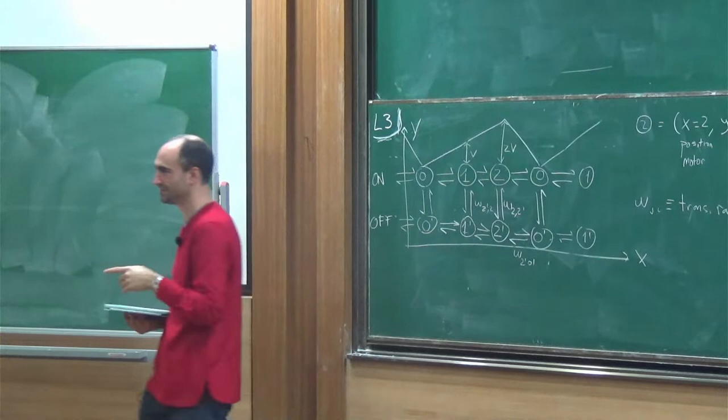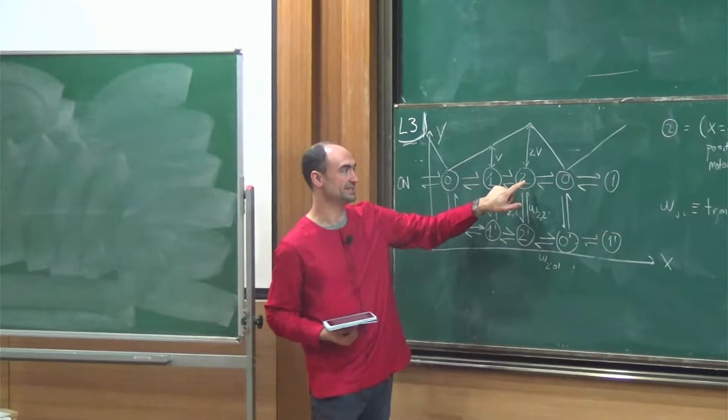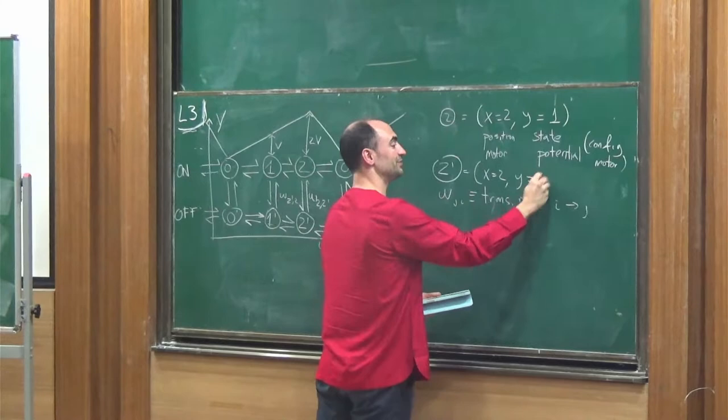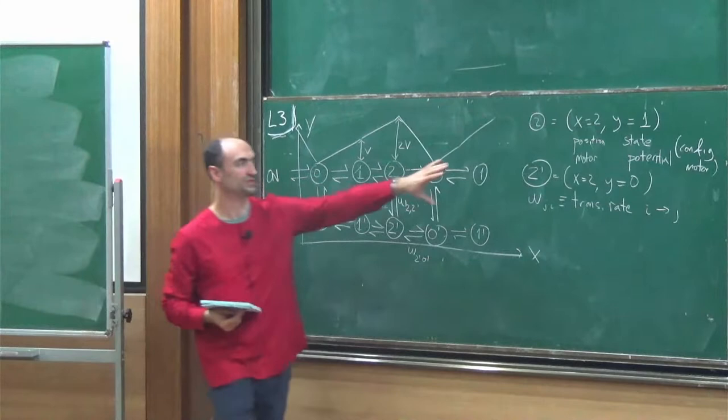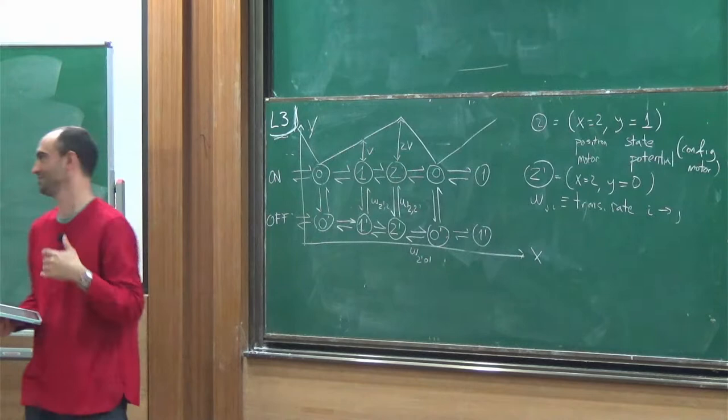Could you explicitly write what state 1 and state 0 are in terms of x and y? State 1 and 0. Okay. State 2, I told you, is this one? Yes. State 2 prime would be x equal to 2, but y equal to 0. Okay, and so on. If you change x prime, it means the potential is 4. Please, if someone doesn't understand the model, please ask because all the rest will follow. Okay, so that's the notation I follow.